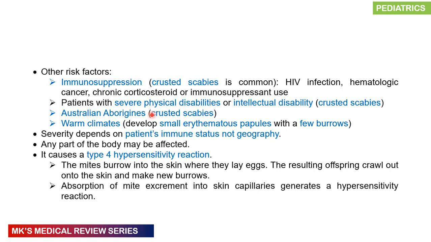This can affect any part of the body. What we see is that the mites infest the skin, dig and form these burrows, and eventually lay eggs in them. These eggs hatch and give offspring that crawl out of the skin and make new burrows, and the infestation goes on. Sometimes the excrement of these mites, quote unquote the poop, seeps into the skin capillaries, and this can generate a hypersensitivity reaction. This is a type 4, or delayed type, hypersensitivity reaction.